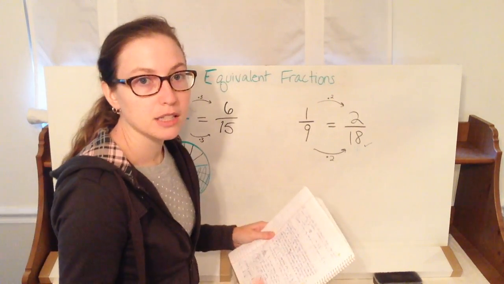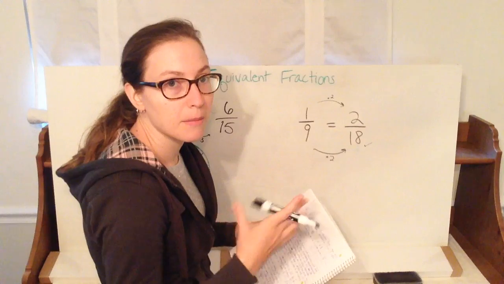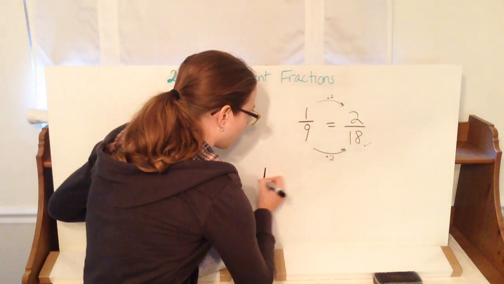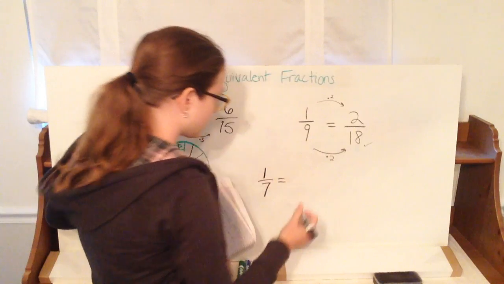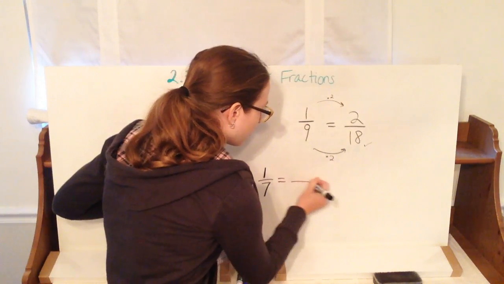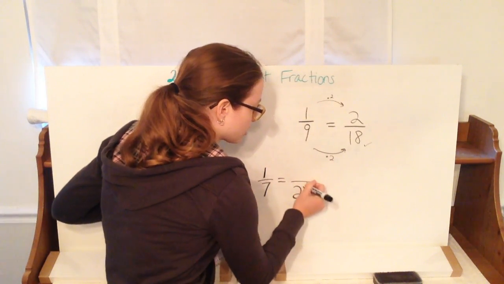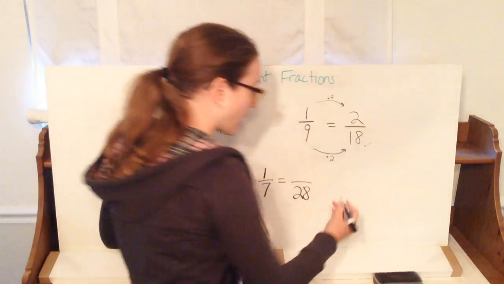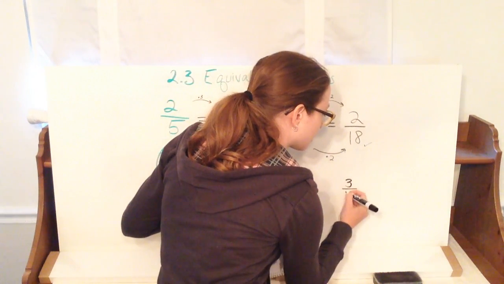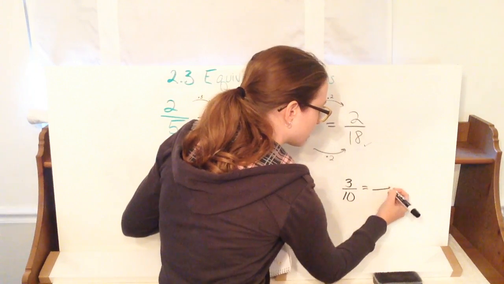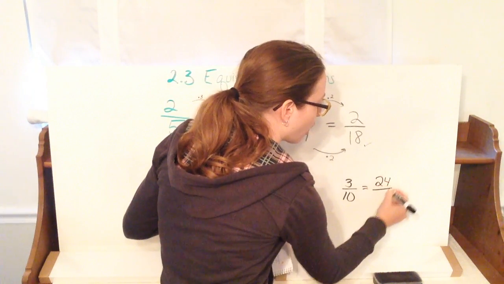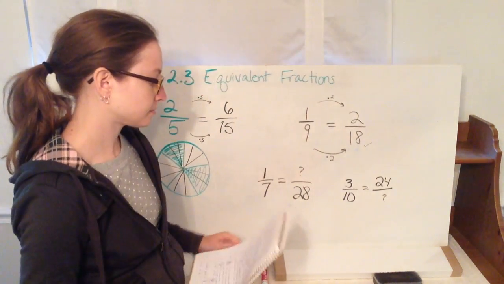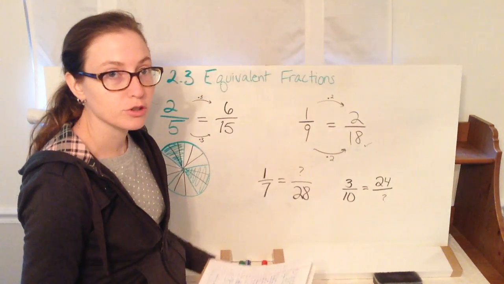So I'd like for you to try these 2 problems. Once I write them, pause the video, try them, and then come back and I will show you the answers. So 1/7 is equivalent to how many 28ths? Is your first one. The second one I'd like you to try is 3/10 is equivalent to 24 over what? Go ahead and pause the video. Try those out.